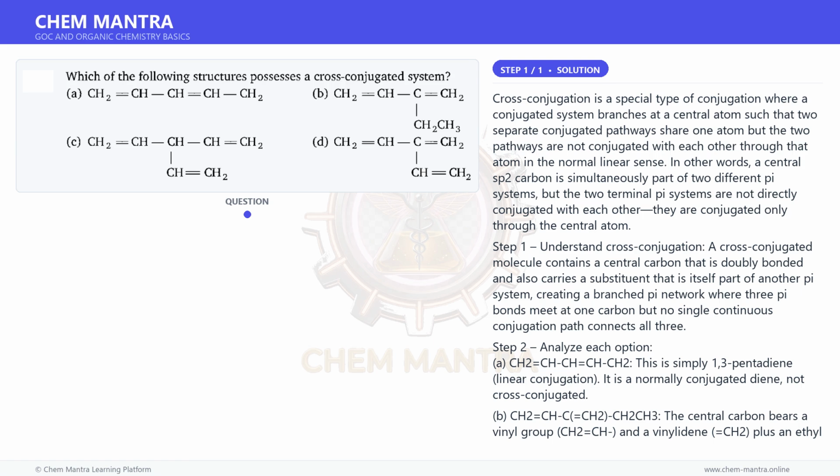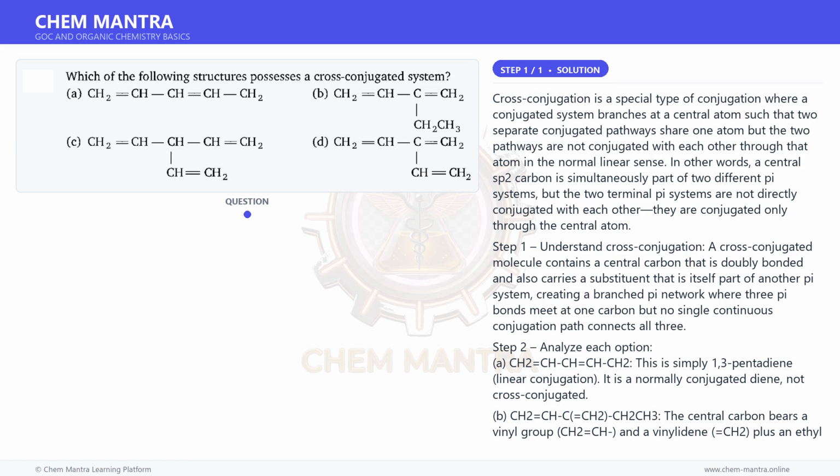A. CH2=CH-CH=CH-CH3. This is simply 1,3-pentadiene, linear conjugation. It is a normally conjugated diene, not cross-conjugated.